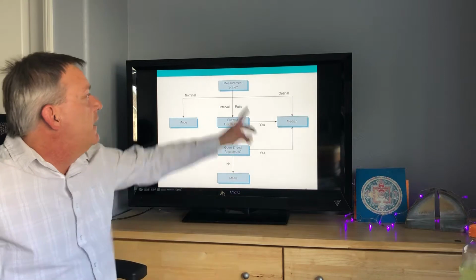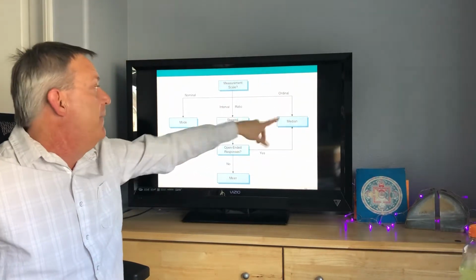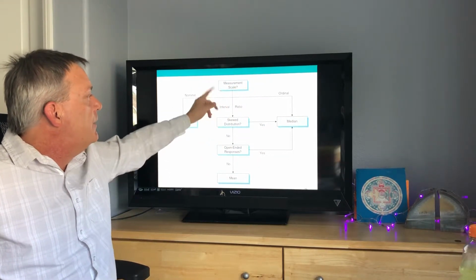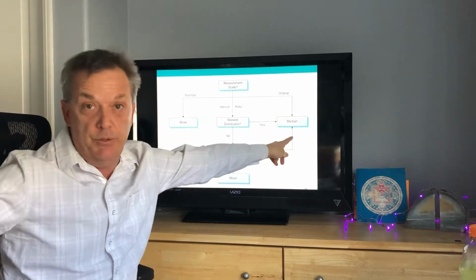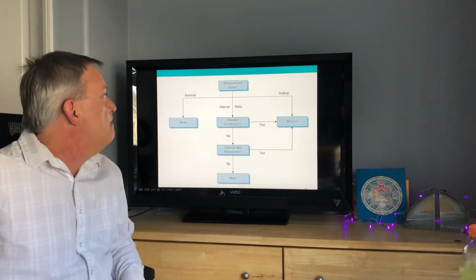And that kind of, again, goes into it. Is it ordinal data? Yes. Well, use the mean, or median, excuse me. Is it interval or ratio scales of measurement? If it's skewed distribution, use the median, right? And if it's open-ended responses on your questionnaire, use the median.